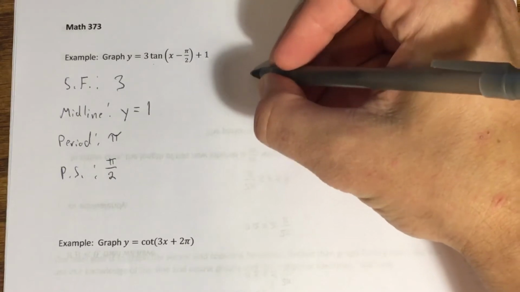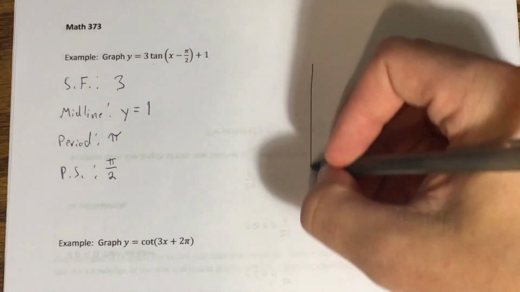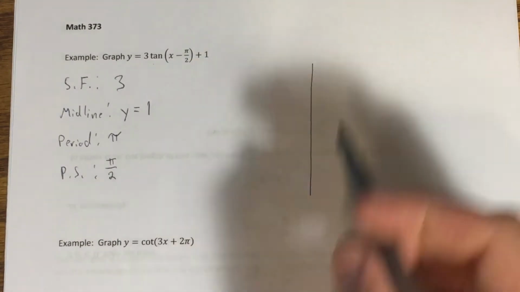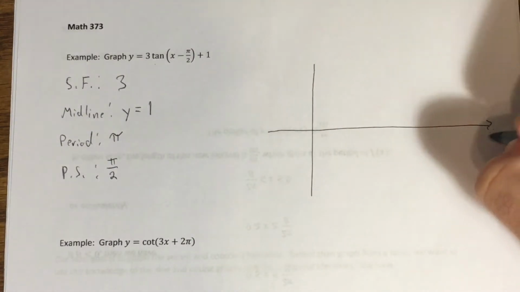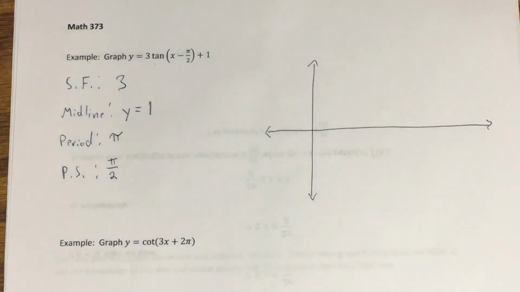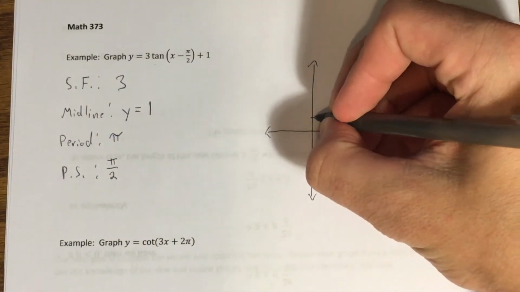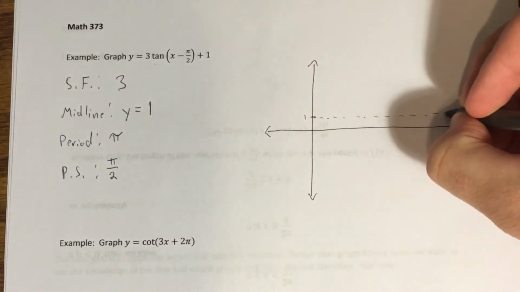by creating our coordinate axes. And let's see, I have a phase shift to the right. It looks like I'm going to need more room on the right of my y-axis here. Okay, midline is at y equals 1, so I'm going to put 1 right there. I'm going to go like that.